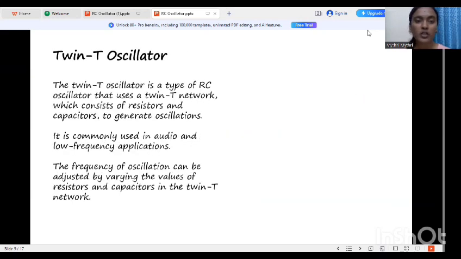Twin T oscillator. The twin T oscillator is a type of RC oscillator that uses a twin T network, which consists of resistors and capacitors to generate the oscillations. It is commonly used in audio and low frequency applications. The frequency of oscillation can be adjusted by varying the values of resistors and capacitors in the twin T network.